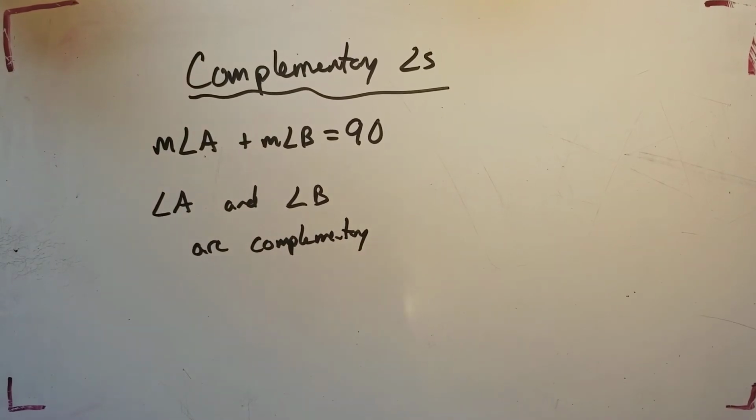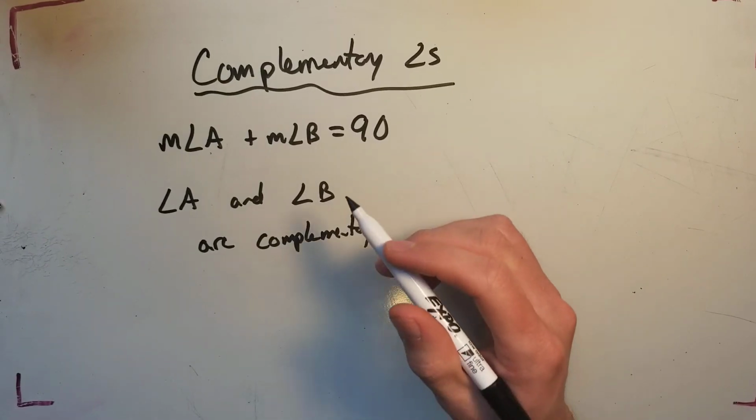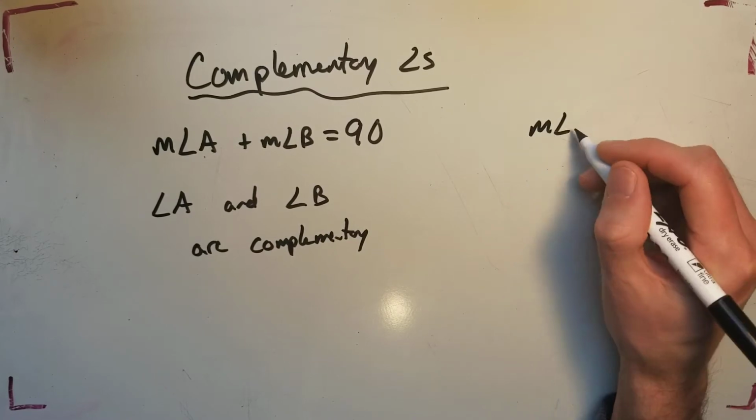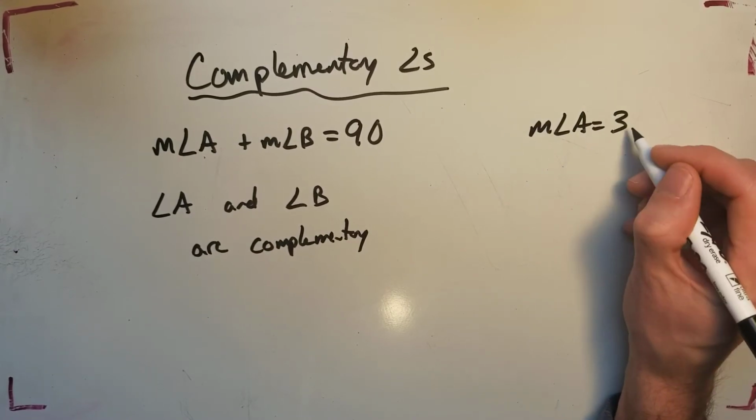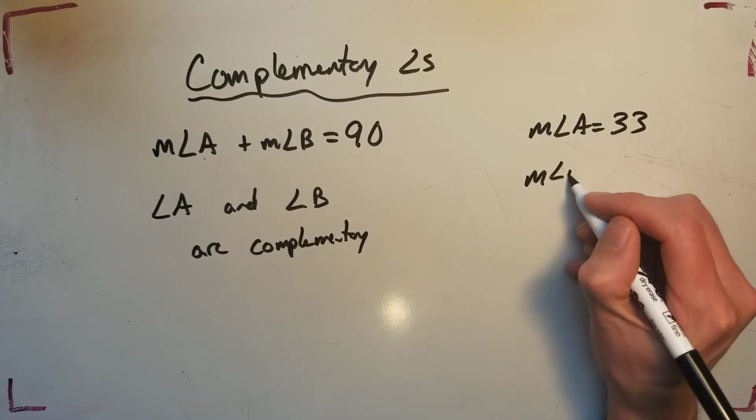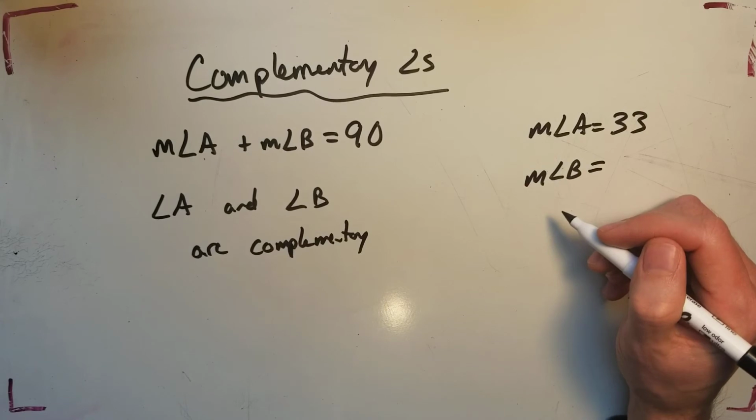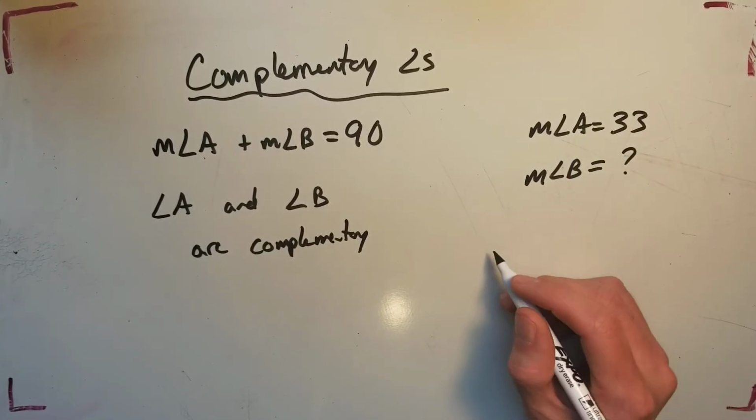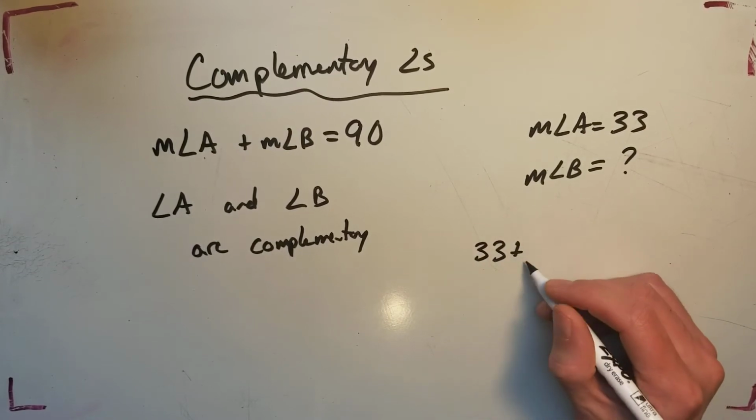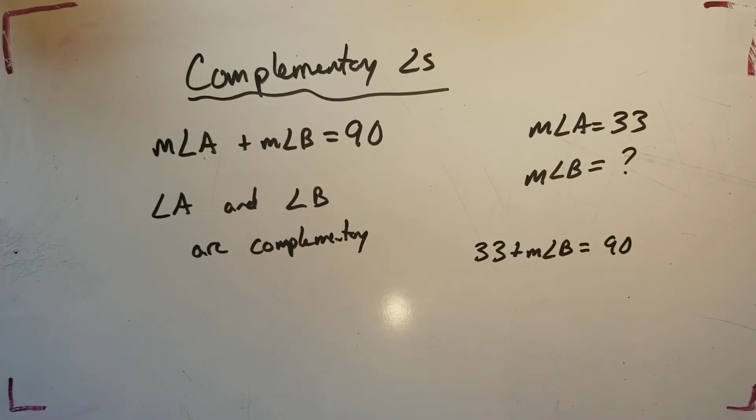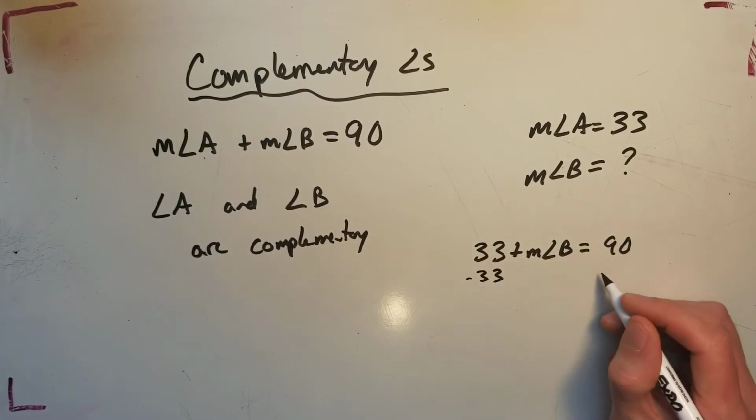So there's a few ways this can work. Maybe we are told that A and B are complementary, and we're given that the measure of angle A equals 33. Then we can say the measure of angle A, 33, plus the measure of angle B have to equal 90 together. That's what it means to be complementary. So then you could solve and find your measure of angle B.